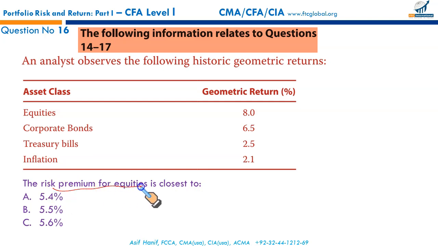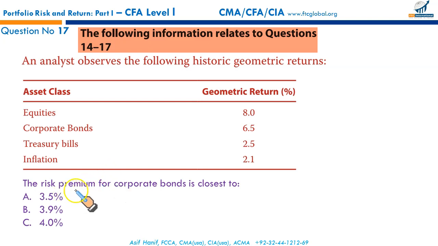The risk premium for equities is closest to. Well, how do we calculate the risk premium? That is 1 plus the nominal rate divided by 1 plus the risk-free rate, which in our case is given as 2.5%, and then deduct 1 from it. So what you get is 5.4%. That is A.